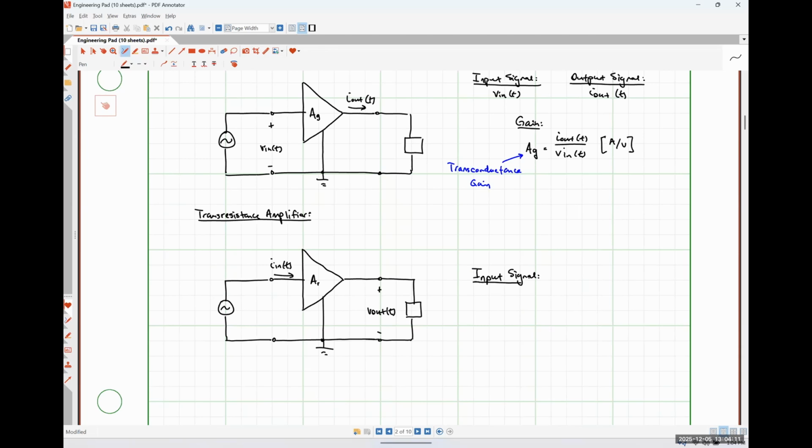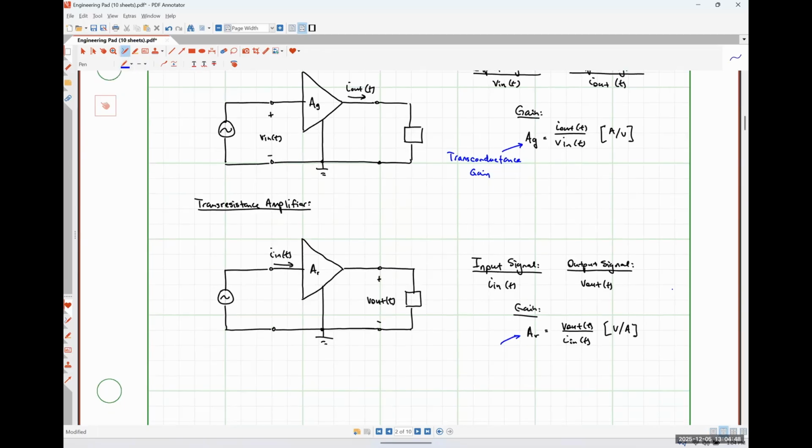So my input signal was a current. Output signal was a voltage. And my gain is the ratio of those two quantities. A sub R is equal to V out over I in, which obviously has units of volts per amp, where this guy A sub R is my trans resistance gain.